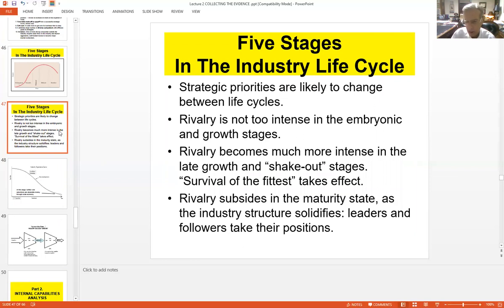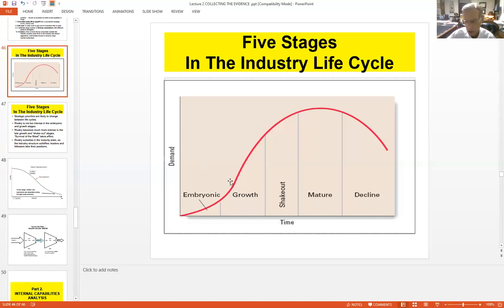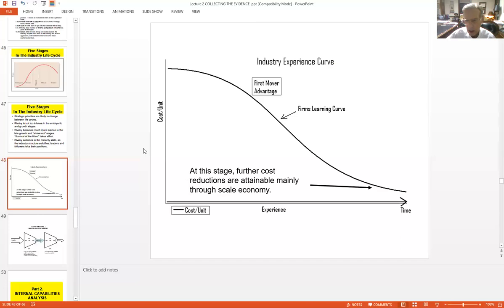Essentially, that's what this bullet chart says. I just told you what's on this chart, so I'll move on. One thing that does happen as an industry is just starting out in the embryonic and growth stages is that a company will start out as a first mover, and then over time, the industry will mature and more companies will come in. And the first mover gains experience and practice over time, and it gets better, it gets more efficient as a result of that experience.